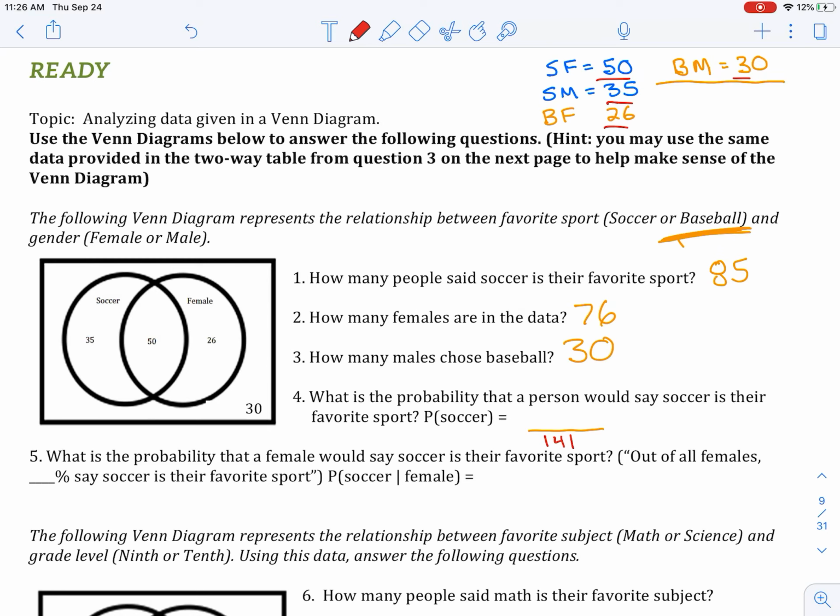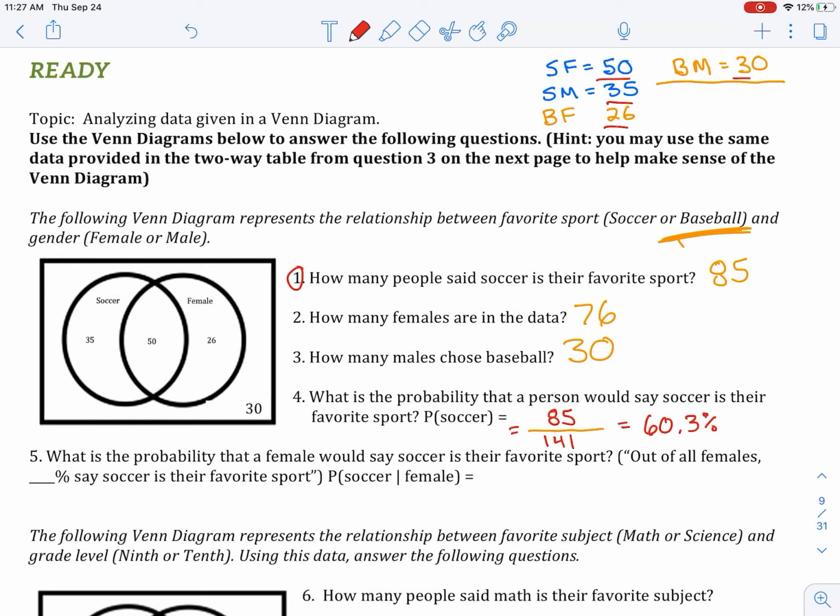Okay. Now it says, what's the probability that the person would say soccer is their favorite sport? Well, how many total people liked soccer? Well, that was my answer for number 1. How many people said soccer is their favorite sport? 85 out of 141. And then you could just enter that into GoFormative, or if you were to make it a percent, it would be 60.3% by dividing it out and making it a percent.